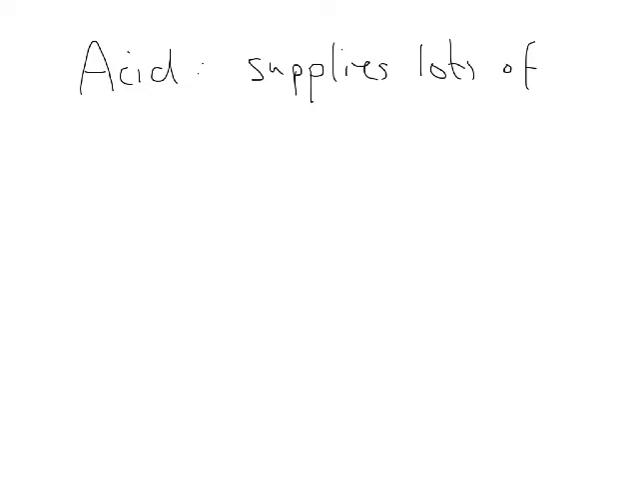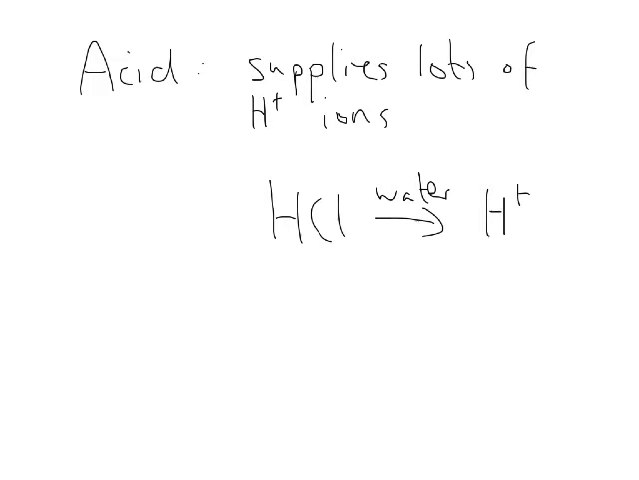The key idea of an acid is that it's a substance that supplies lots of these very dangerous H pluses. So if I've got something like hydrochloric acid, when it hits water, it's going to divide up into H pluses and Cl minuses. And it's these H pluses that are very dangerous and reactive.